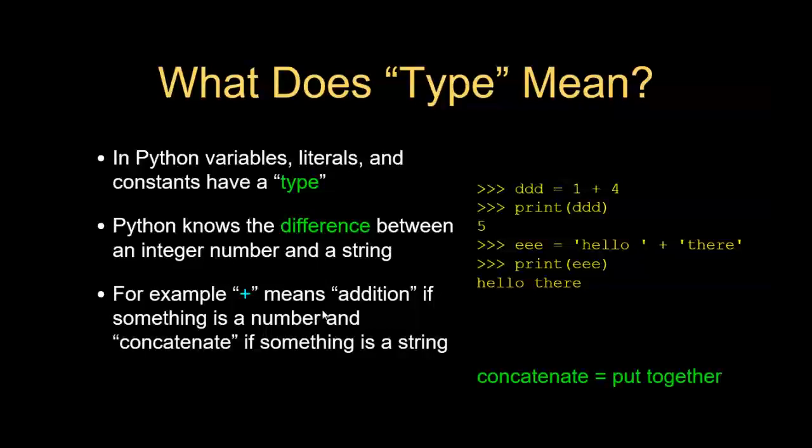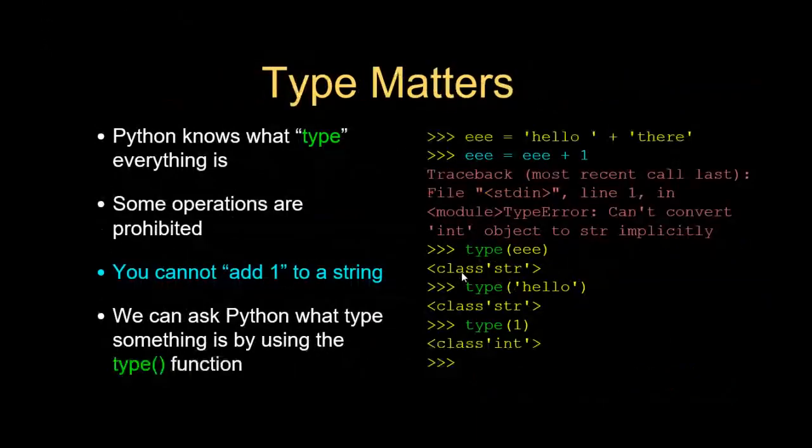Python knows the difference. For example, plus means addition. If there's two numbers, it will add them. If there's two strings, it will concatenate them. So you can see here, we've got hello plus there, and that will just push the two together. You can also see that there's a space between them, and that's because there's a space in here. If you didn't do that, it would have been a single word. Here we go. So it knows what type.